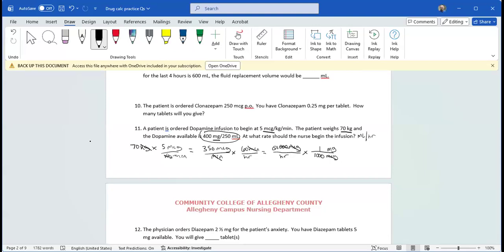And the other thing I'll show you is 3 zeros, 3 zeros. And so this is 21 milligrams per hour. And then I'm now kind of switching gears and doing more of a desired over available times my 250 ml, because I'm running out of space. So 21 times 250 divided by 400.